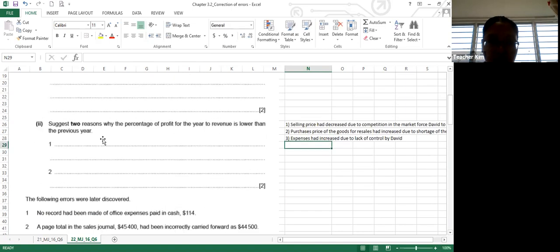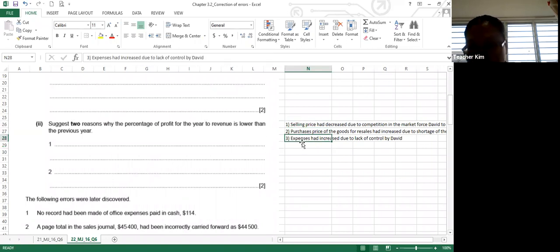So these 3 you can use 2 to put into here. If the question changes it to higher than or better than previous year, this sentence can still be used, but change the words. Like selling price increase, purchase price decrease, whereas expenses decrease due to better control. Just change a little bit. Just because this here is low, so I had to use the negative.